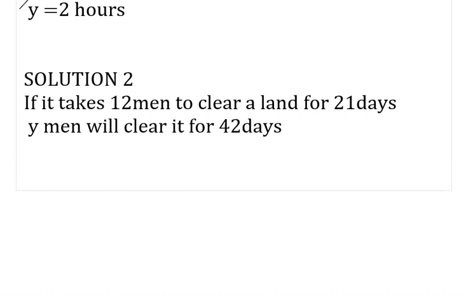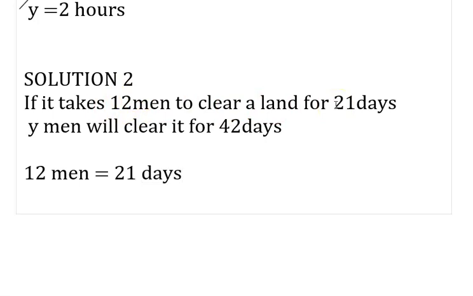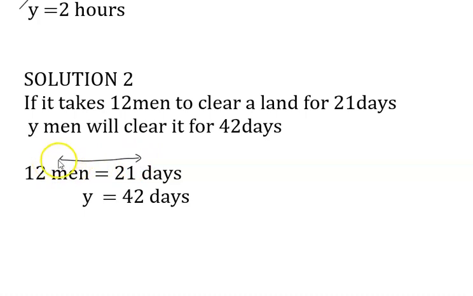So now we can say 12 men clear for 21 days. Then we don't know the number of men, y, that will clear for 42 days. Now that the days have increased, the number of people that work should decrease. So, as one quantity increases, the other decreases. So we multiply in this form, this multiplied by this, and at the same time this multiplied by this. Beautiful.